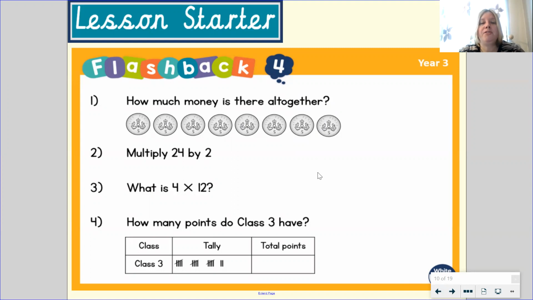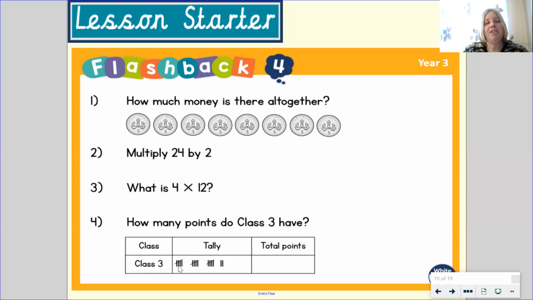Multiply 24 by 2. Multiply means times. So 24 times 2 is the same as doubling 24. And our answer would be 48. 4 times 12. The answer is 48.